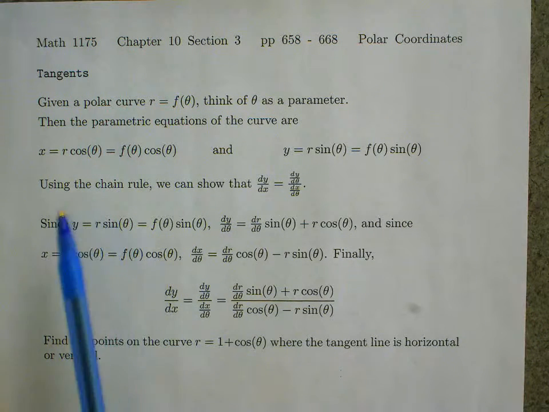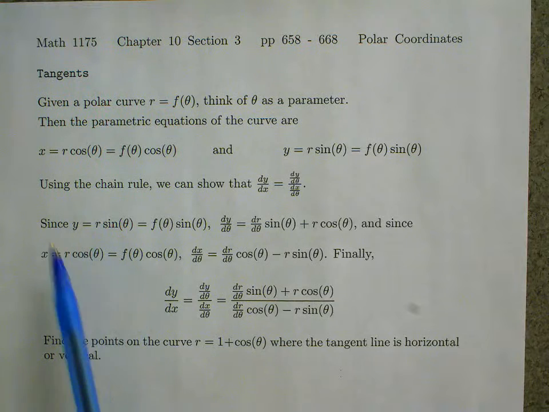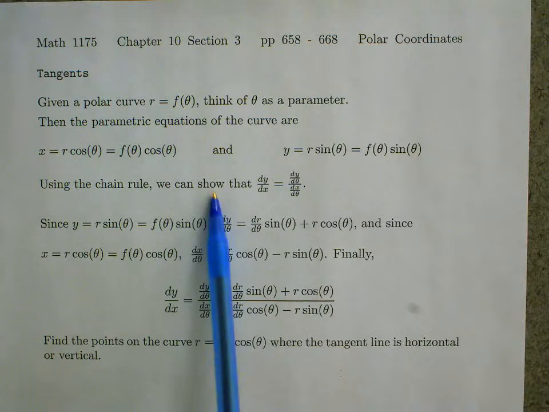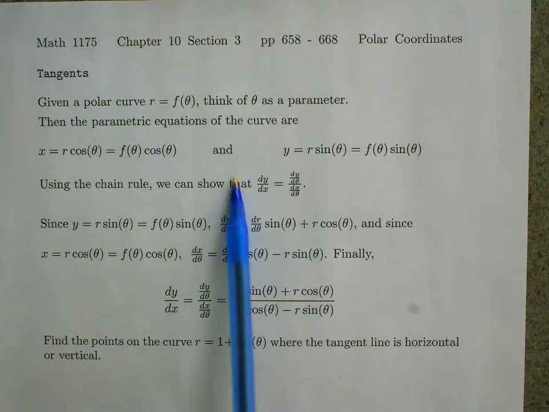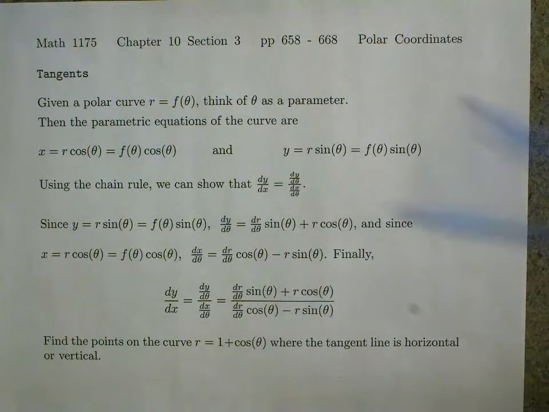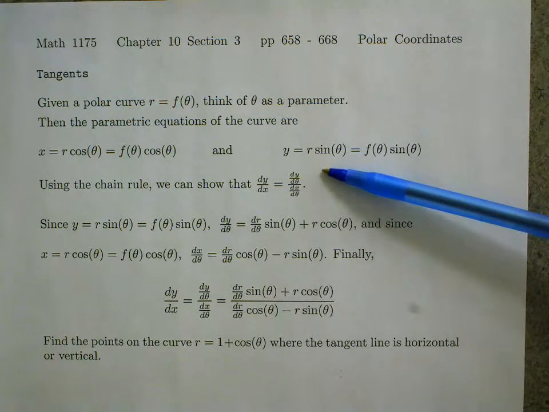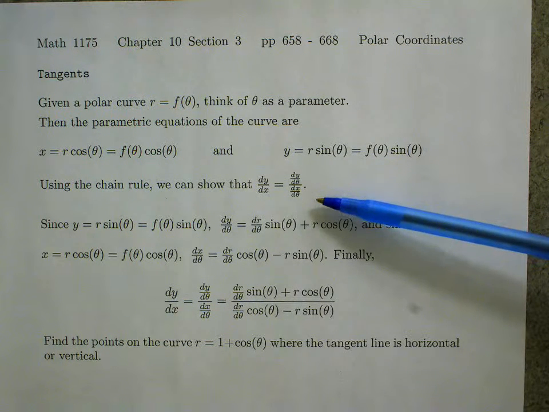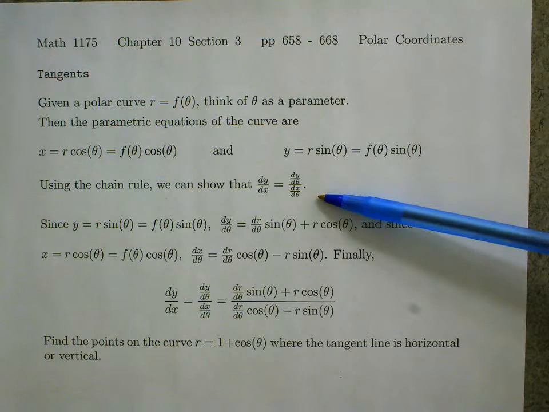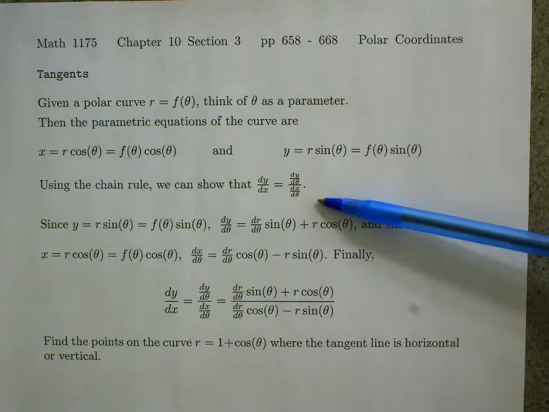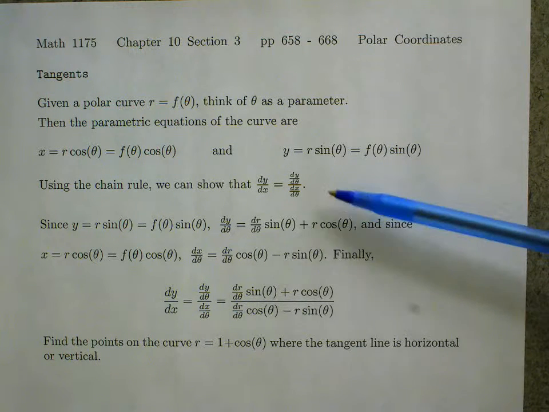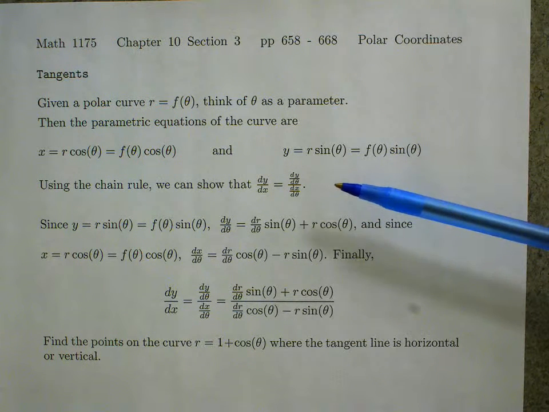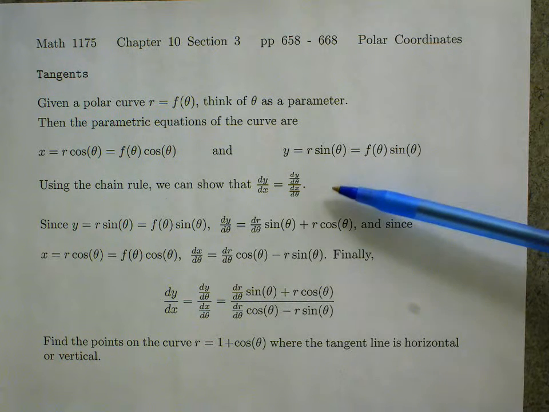So just like we did with the parametric equations, we can use the chain rule to show that the derivative of y with respect to x is the derivative of y with respect to theta in the numerator, divided by the derivative of x with respect to theta. We did the same sort of thing when the parameter was t instead of theta a couple of days ago.